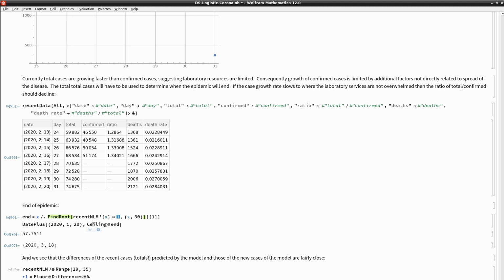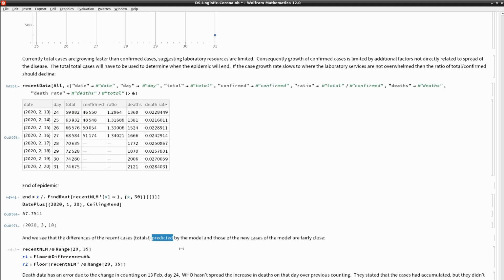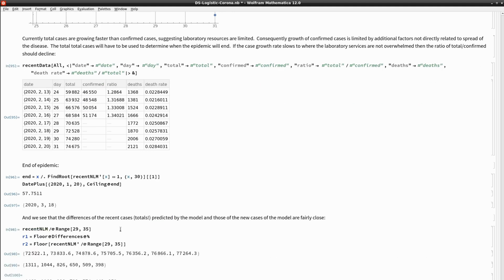And then I'm adding that number of days to the start, which was January 20, and that brings us to March 18. So the whole thing was over after about 58 days. And we see that the differences of the recent cases predicted by the model and those of the new cases of the model are fairly close.